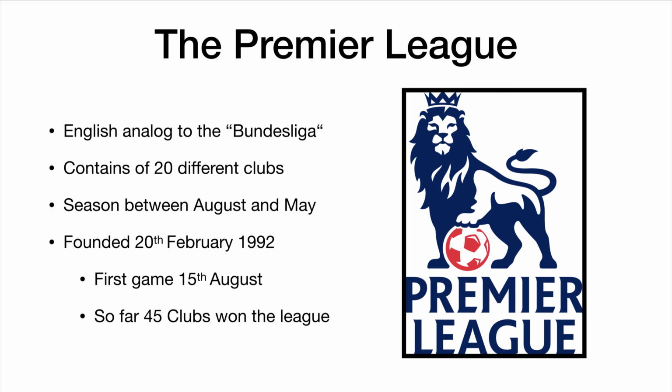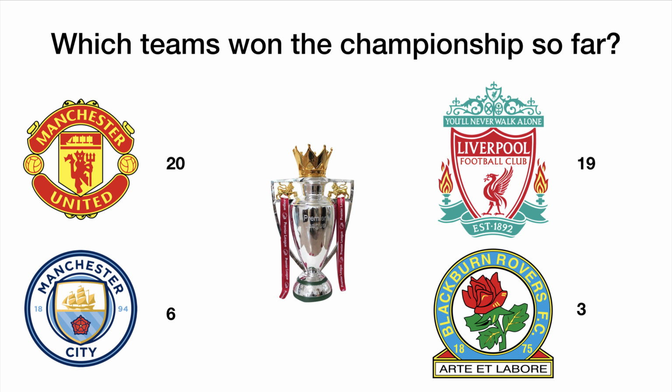The first game in the Premier League was played on 5th August. Currently, 20 clubs are playing in the league. The season of the league starts in August and ends in May of the following year. The league was won so far by 45 clubs.